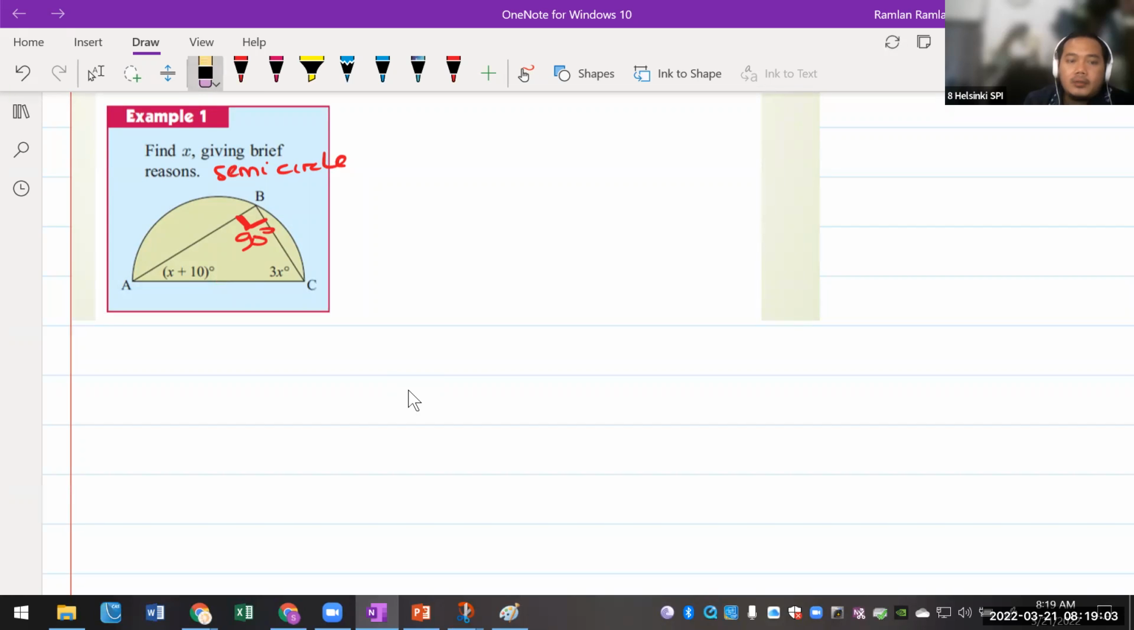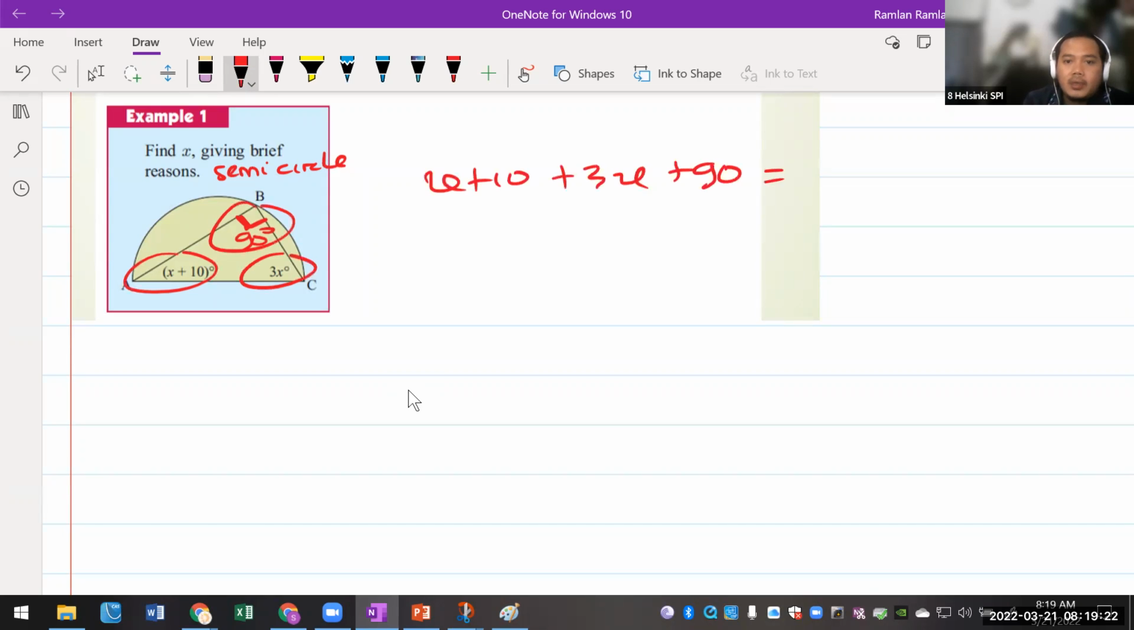Okay. So to find the value of x, we can use the theory I said before: the sum of the angles in a triangle is 180 degrees. So I can write this angle over here as x plus 10, and then add it to this one, 3x, and then add it again to this one, and that will equal 180 degrees. So this is the equation that we have to solve for the value of x.